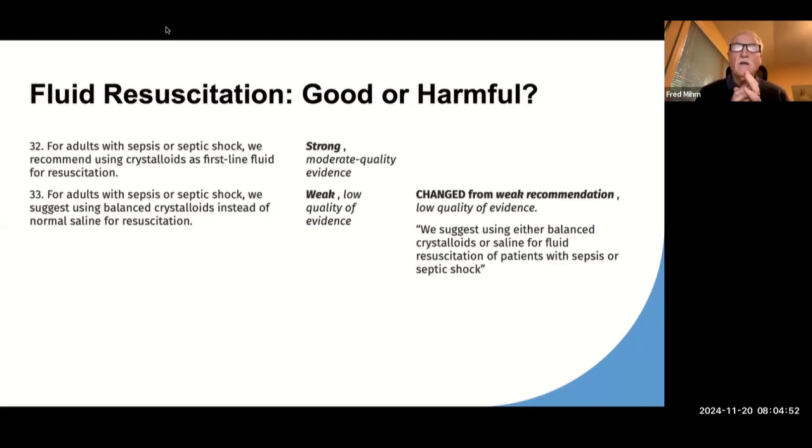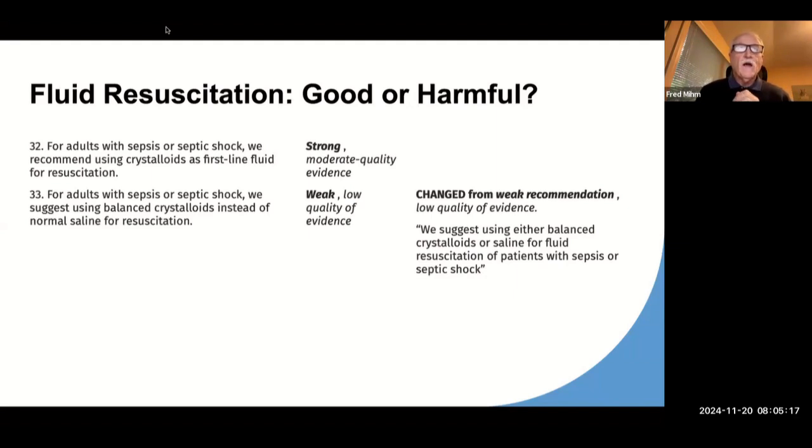In critical care, we don't have that many strong, moderate quality evidence published. I don't know if you've taken notice of the other slides, many of them showing weak, low quality of evidence. I think it's pointing out the fact that it's very hard to study patients who are critically ill and get good scientific data to support our decisions. But in this case, we do recommend crystalloids as the first line fluid resuscitation.